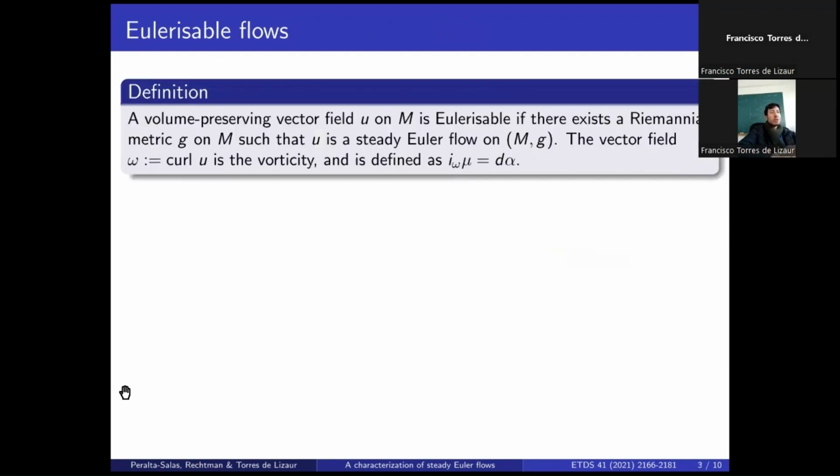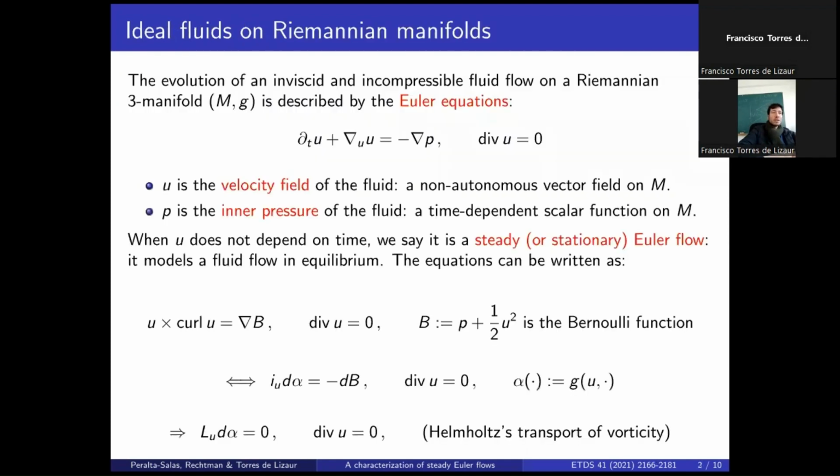Now we can introduce the main notion of this talk, which is the concept of Eulerizable flow. We say that a volume-preserving vector field on a manifold is Eulerizable if it is a solution of the steady Euler equations for some Riemannian metric on the manifold. Notice that even if it's not apparent, the Riemannian metric is in the Euler equation, and it's necessary to even define the Euler equations, because this one-form alpha must be the dual of the velocity field U.